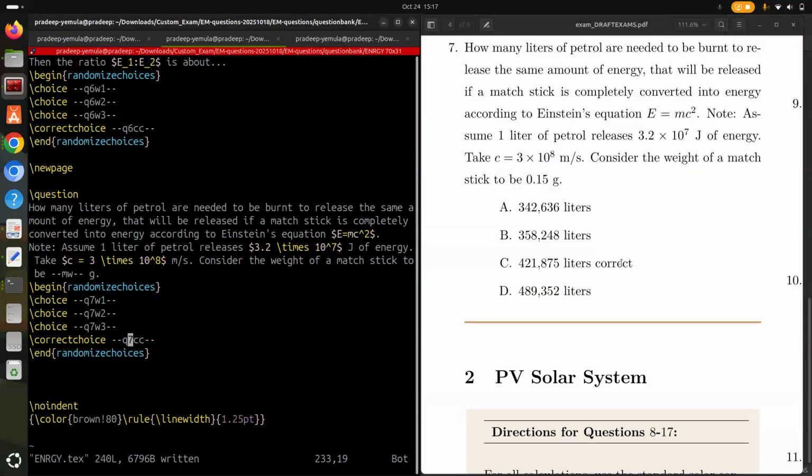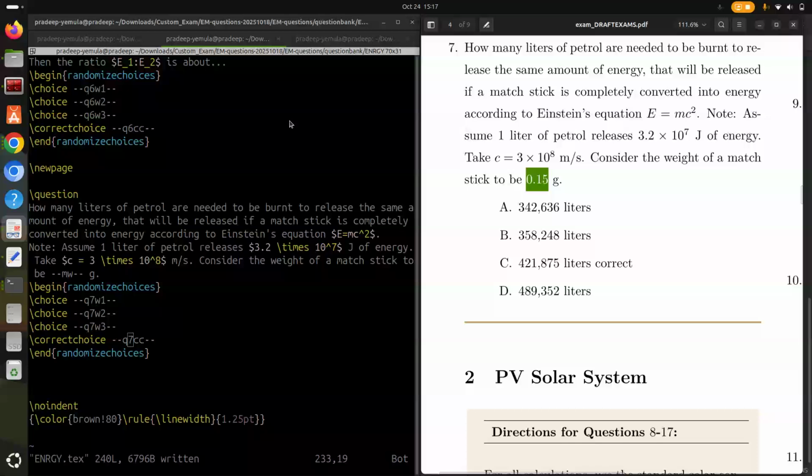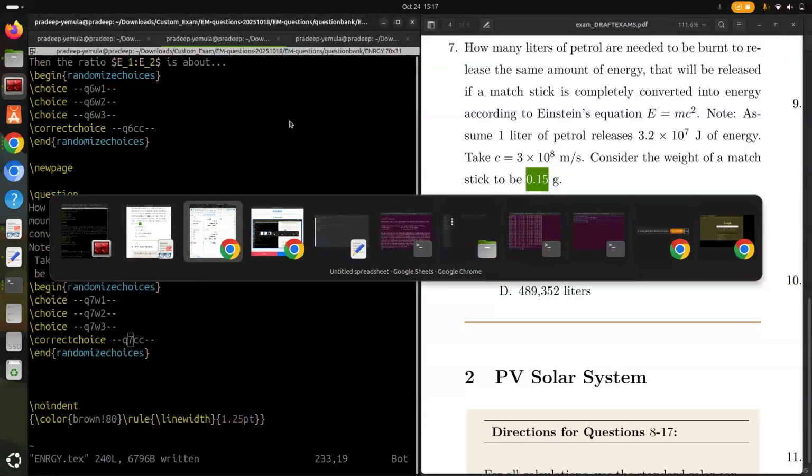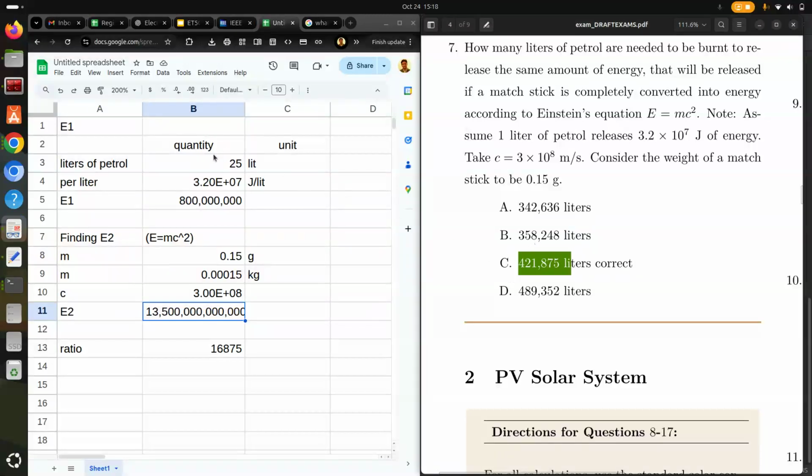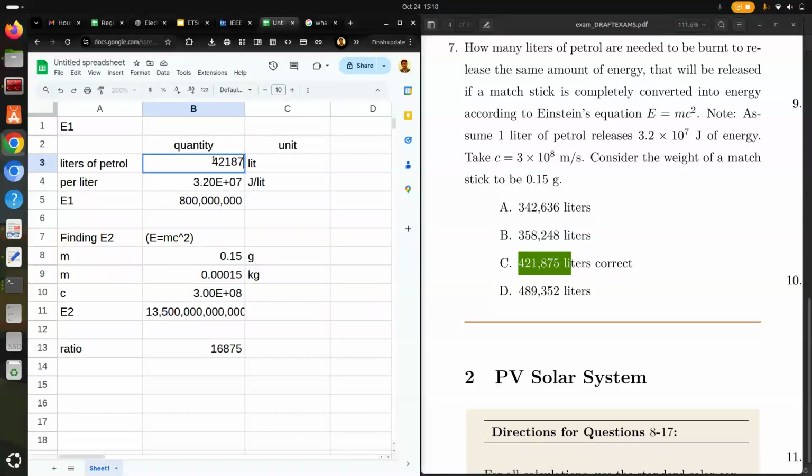What I have to do now is, the weight is 0.15 grams, right? So let's go to our Excel. Here, instead of 3 grams, I will say 0.15 grams. Then the answer is coming to this one. Now, what was our answer in petrol? 421875. So the ratio is coming to 1.